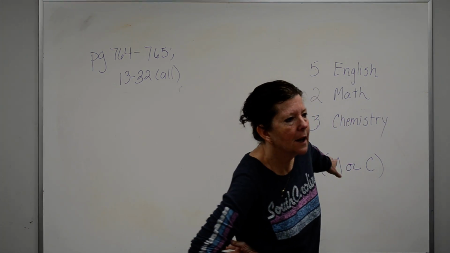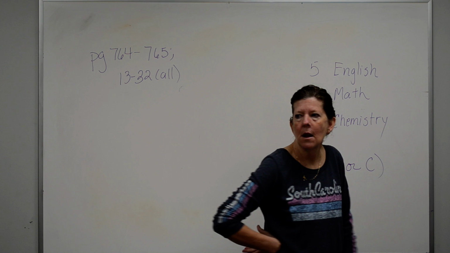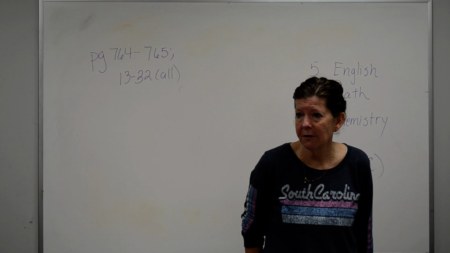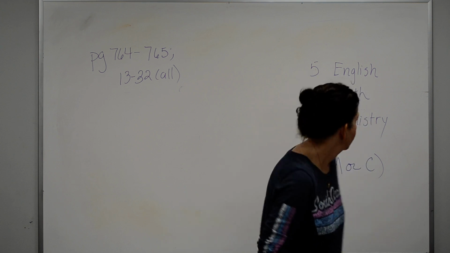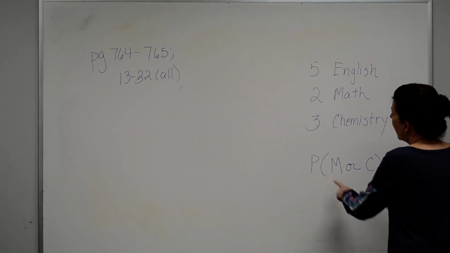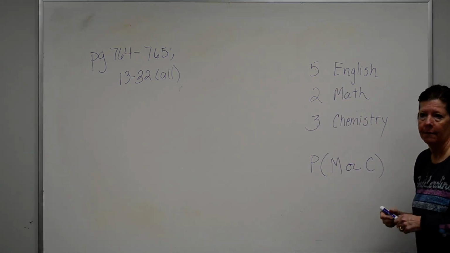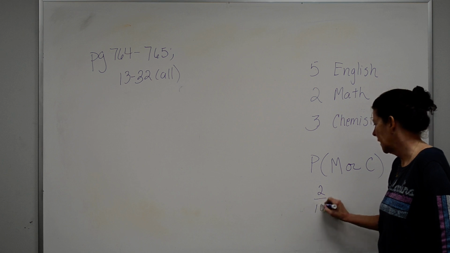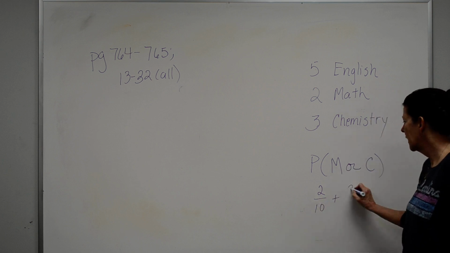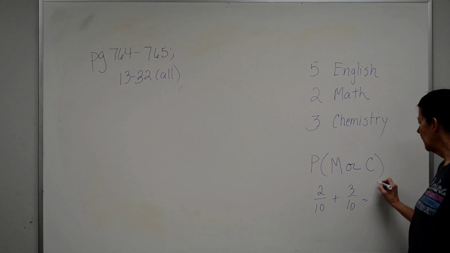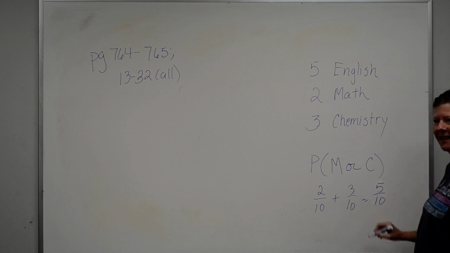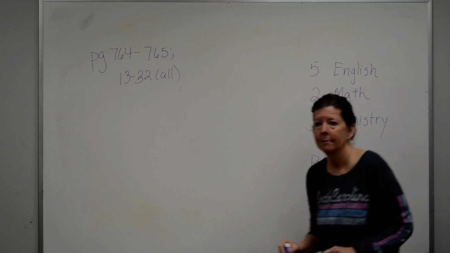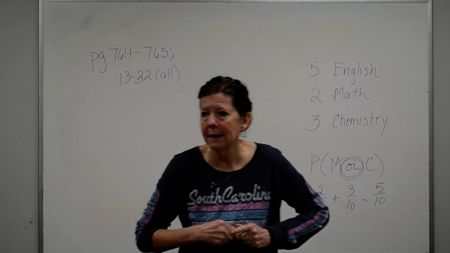Did you get an answer for that yet? What is it? 1/2. Is that what you all got? I had 3 over 5. My probability, now there's a total of 10. So the math book is 2 over 10. The chemistry book is 3 over 10, giving me 5 over 10. You multiplied them, but because it's an or, you're going to add. The and and the or make a big difference.